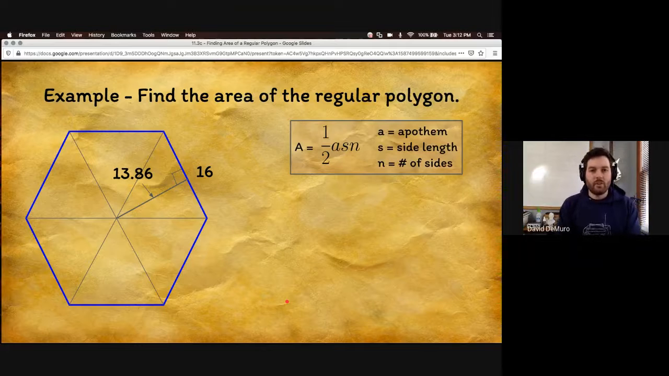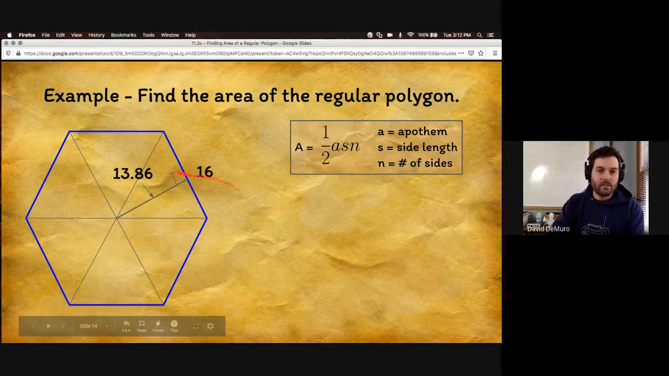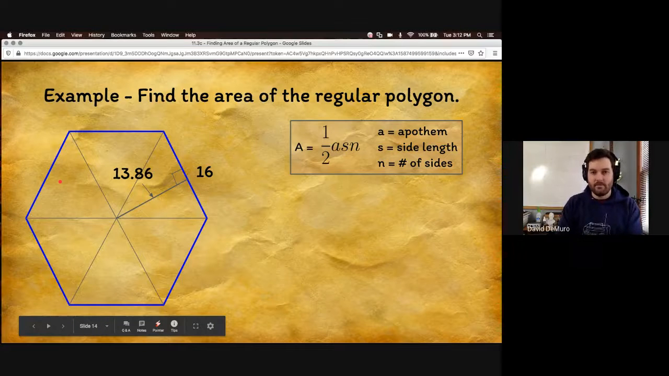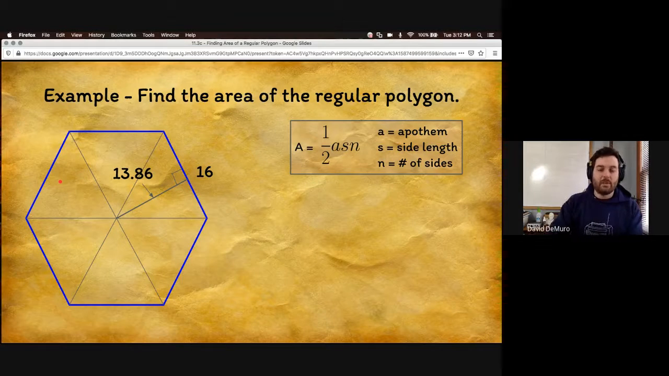So here's an example. Here we've got a regular, let's see, 1, 2, 3, 4, 5, 6. We've got a regular hexagon. And I've got some information about some lengths in that hexagon. So to find the area of this hexagon, we're going to find the area of this one triangle and then multiply by 6 because there are 6 triangles.